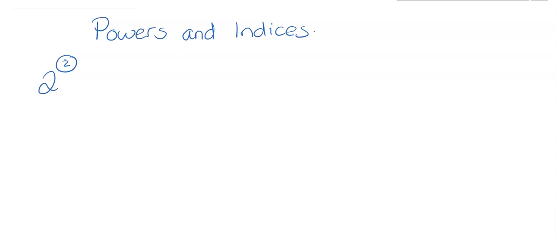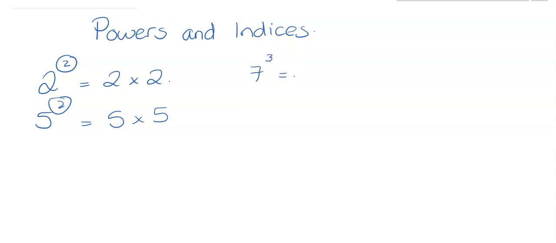So what does the little 2 mean? Well, it means 2 2's multiplied together. And if you had it on a 5, it would mean 2 5's multiplied together, and so on and so forth. What does this mean? Well, it means that there's 3 7's multiplied together. And what does that mean? It means that there's 5 1's multiplied together. Right, that's all it is.